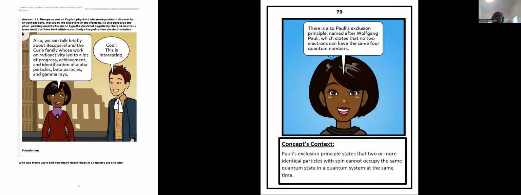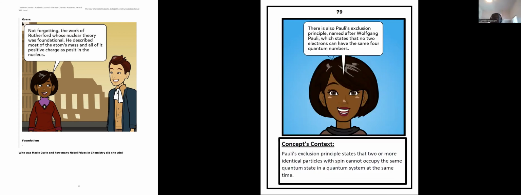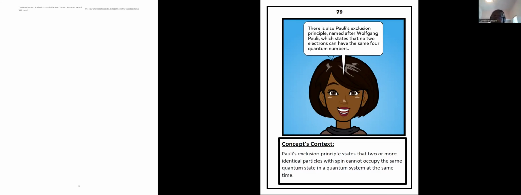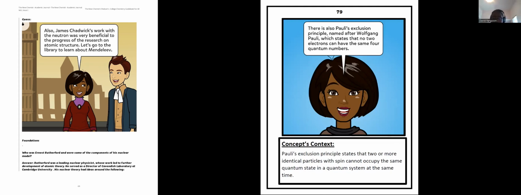And let's rehash these things. Wolfgang Pauli came up with Pauli's exclusion principle. It states that two or more identical particles with spin cannot occupy the same quantum state in a quantum system at the same time. Or another way to put that is no two electrons. That's the particle we're referring to in this context. No two electrons can have the same four quantum numbers.